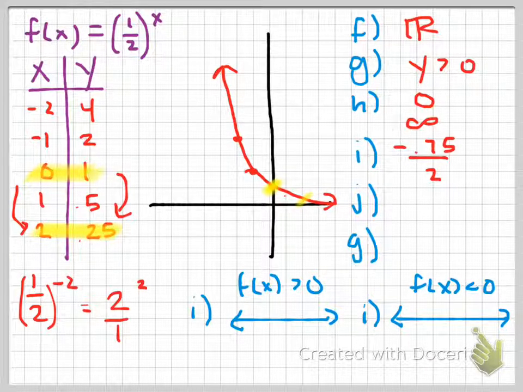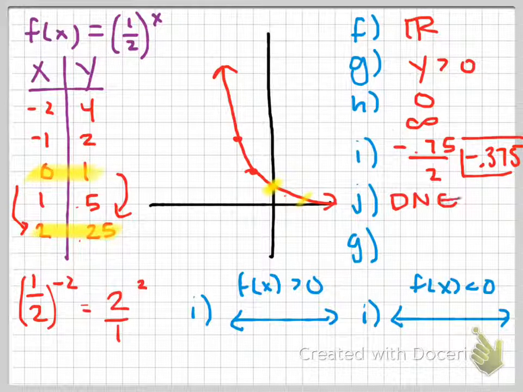And if I divide this out in the calculator, you get -0.375, I believe, which would be the same thing as -3/8. So this would be your final answer. X-intercepts, again, none. DNE, it will never cross the x-axis. Y-intercept is 1.